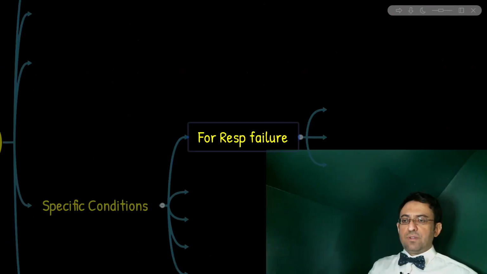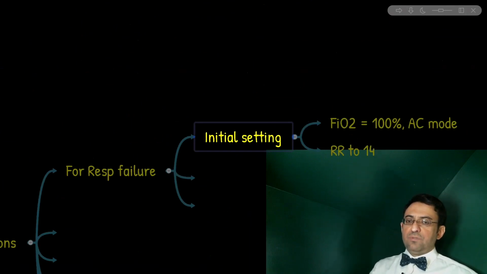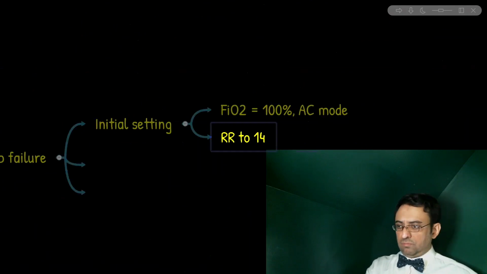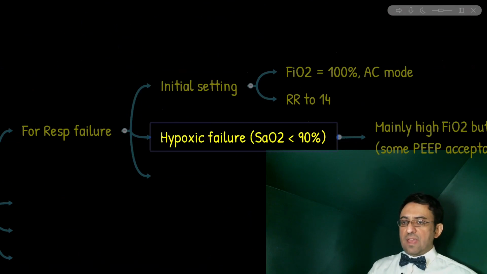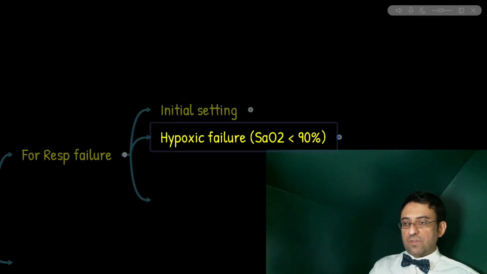What are the recommended initial settings for respiratory failure? We do not change much of the initial setting. We may consider FiO2 of 100% at the beginning. We prefer AC mode and a respiratory rate of 14. You do not need to commit these numbers to memory, but know what the emphasis is in hypoxic versus hypercapnic failure. So what are the recommended settings for hypoxic failure? In hypoxic failure, we work with indices of oxygenation, that's FiO2 and PEEP.